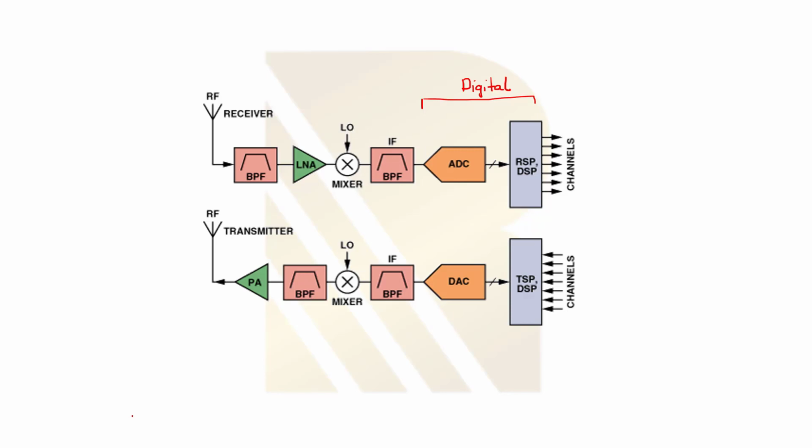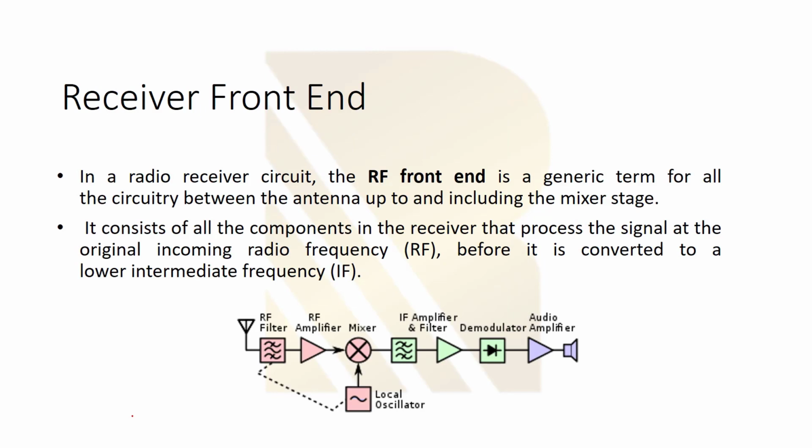So as you see, there are common blocks inside the receiver and transmitter that we use all the time: the mixer, local oscillator, LNA, filters, and power amplifier. These are the blocks that we always have inside our receiver and transmitter. Let's talk about the front end, which is really important.